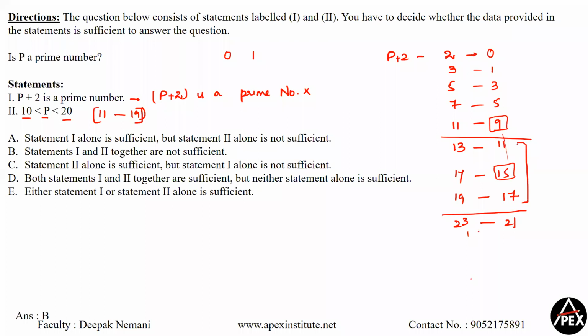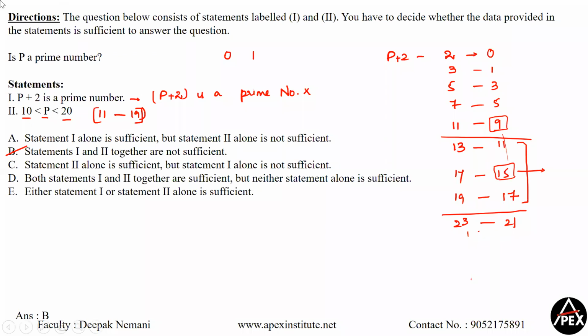Out of which 11 and 17 are prime, but 15 is not a prime number, isn't it? So because of this, I can say that statements 1 and 2 together are not sufficient, isn't it? So P can be either 11, 15, or 17. If the value of P is 11 or 17, yes, P is a prime number.